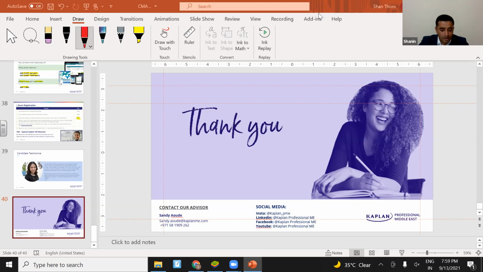Chamara says he'd like to do CMA with Kaplan. I completed ACCA with Kaplan, but I have planned to go to Sri Lanka, my home. I'm not sure if they have a testing center in Sri Lanka. You can check the Prometric website, Chamara, to see if they have a testing center in Sri Lanka.